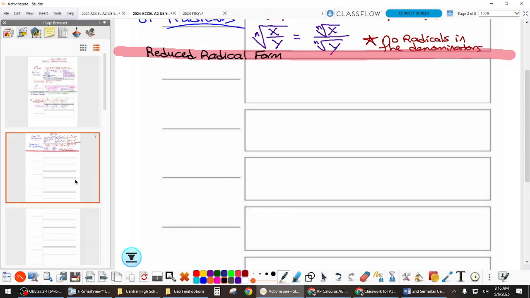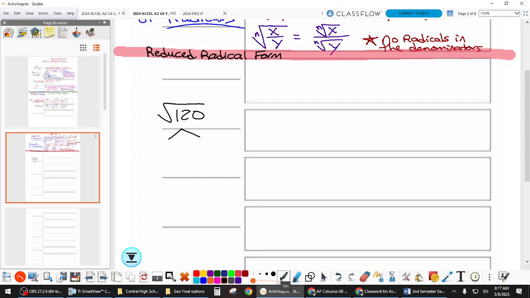So reduced radical form covers several different operations, but has some general characteristics. We've actually somewhat seen this, don't write this, but back when we had the square root of 120, and we split that up into a perfect square factor and a non-perfect square factor. In this case, what would our nice perfect square factor be?